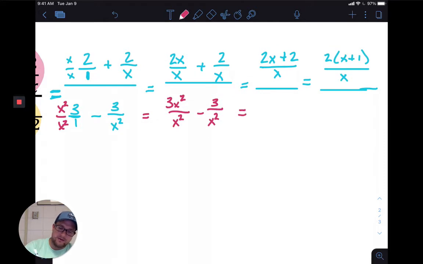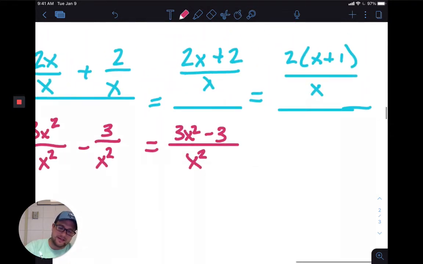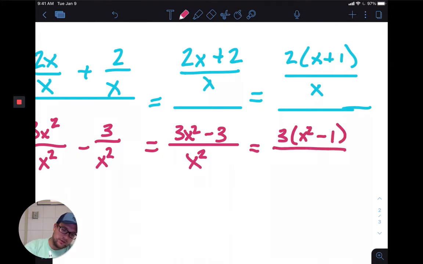And from there, we can combine those together. Since we have common denominators, we'll keep that common denominator. And in the numerator, we will have 3x squared minus 3. Now, last but not least, if we look at that, we can see that that numerator is able to be factored. So if we pull a 3 out of it, we'll be left with x squared minus 1 over x squared.